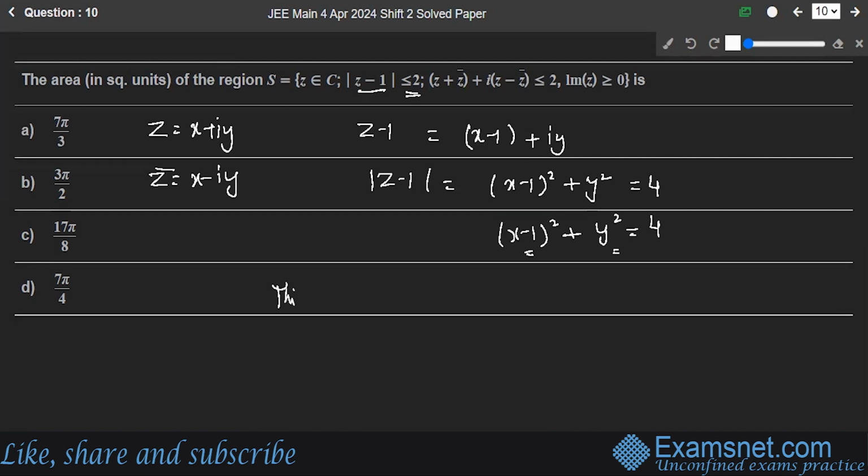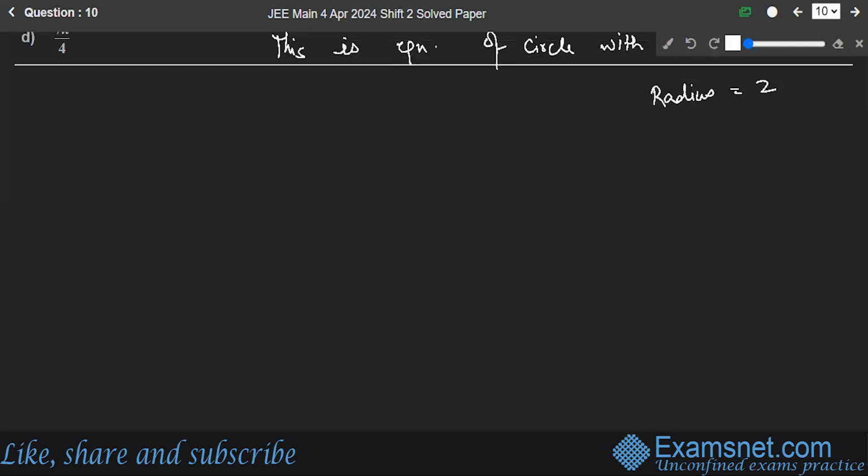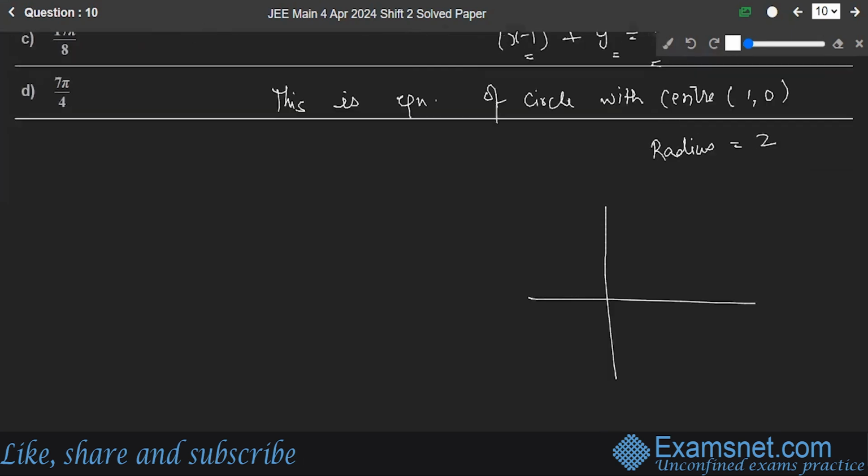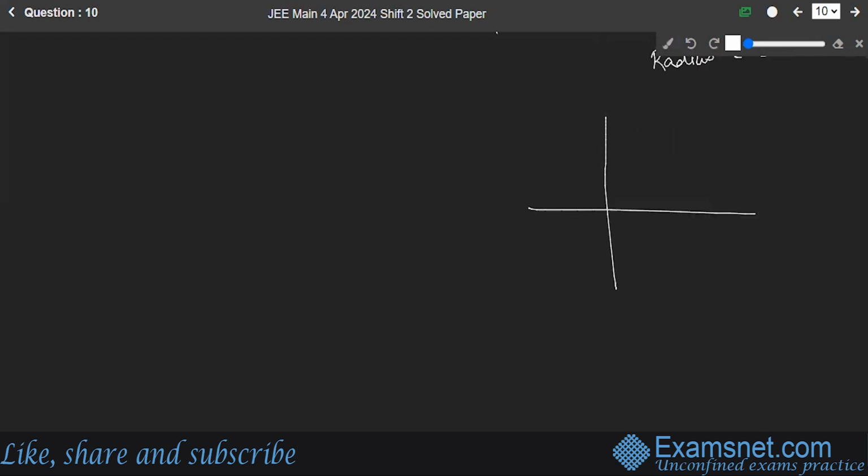This is the equation of a circle with center as 1, 0 and radius as root of 4, which is equal to 2. Okay, so let's make this. You have a circle. This is having the center at 1, 0.